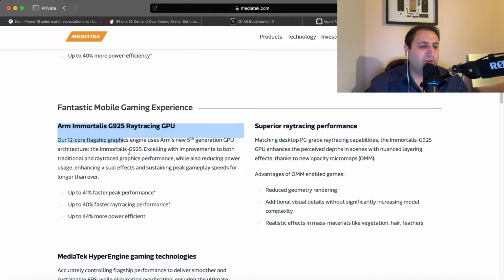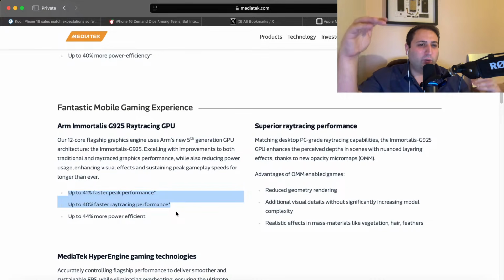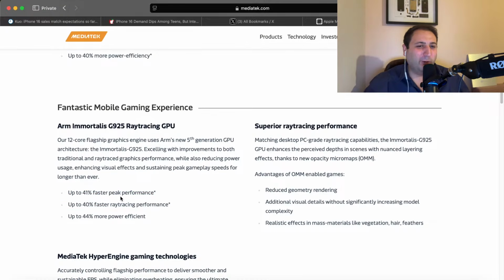The Immortalis G925 GPU with 41% faster peak performance, 40% faster ray tracing performance. So it's actually interesting that they are promising a lower uplift versus raster, which in traditional graphics means raster. But by just a 1% difference, at which point I would just say it's 40% faster for both. Who cares that this might be 41%?